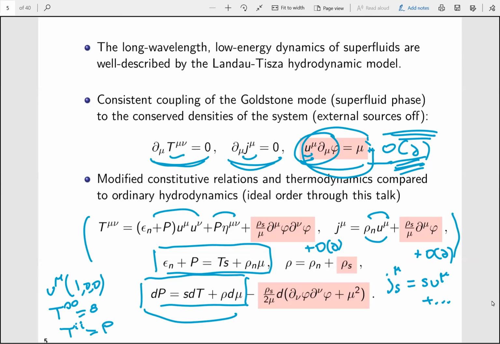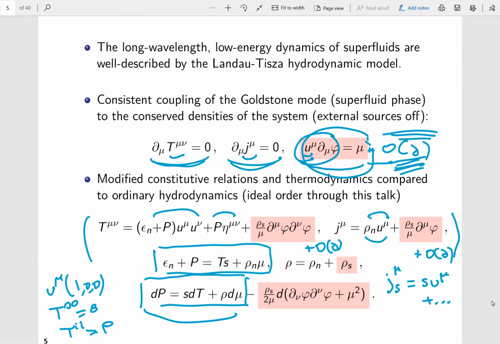Can I ask a question? Yes, please. So in the expression for the conserved current, J^μ is equal to ρ_n u^μ plus the superfluid part. Yes. So the first part tells us that the normal component of the superfluid is being transported with this u velocity vector, right? Yeah, so sorry, I didn't get to this yet, but yes.